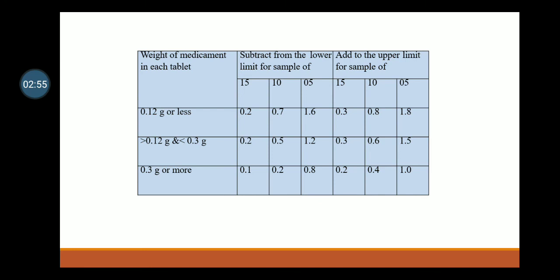Weight of medicament in each tablet. Subtract from the lower limit for a sample of, then add to the upper limit for the sample of. So that is 5, 15, 10, 5, 15, 10, 5. Likewise, as shown in the table, we get the weight of the measurement of each tablet.